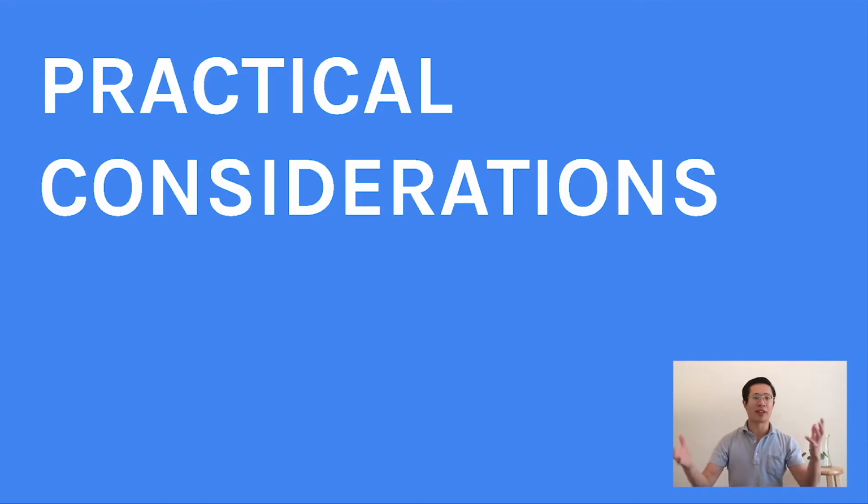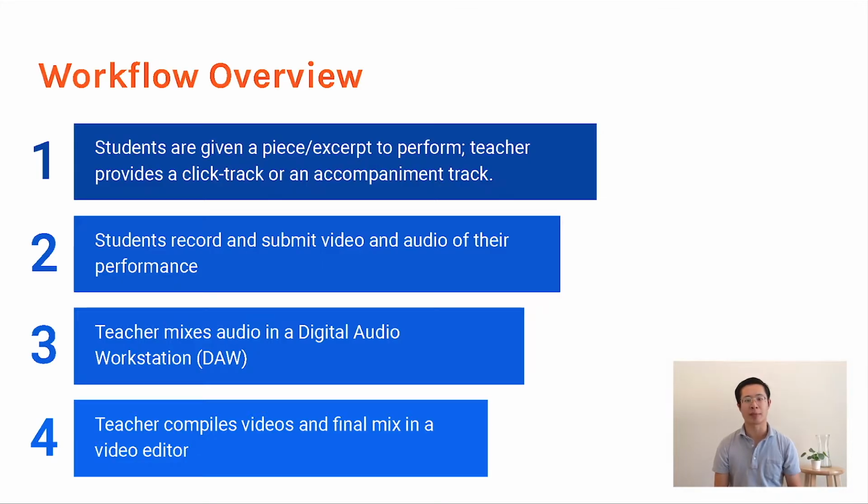Before we can really deep dive into anything else, we need to get a basic sense of what the steps and components are to making a typical virtual ensemble video. These are the basic steps I take when I compile a video project. 1. Students are given a piece or excerpt to perform. The teacher provides a click track or an accompaniment track.